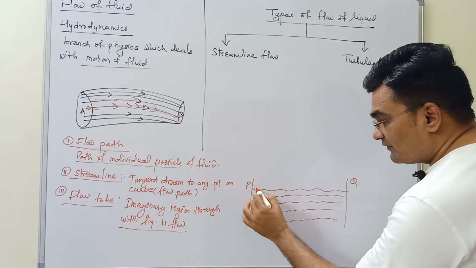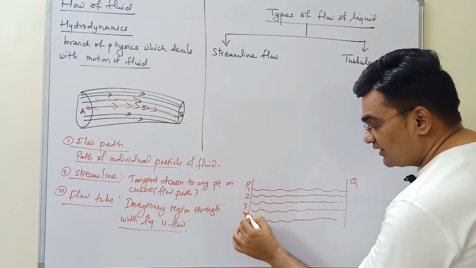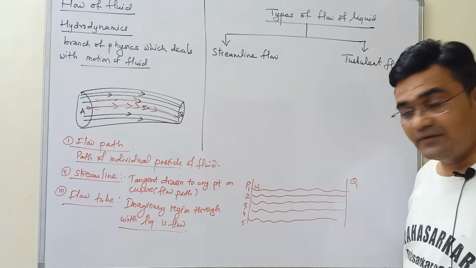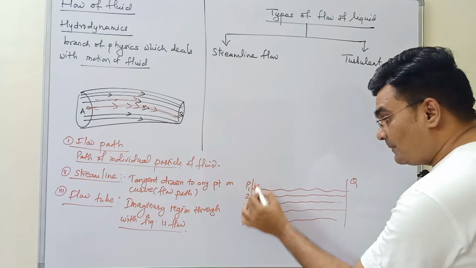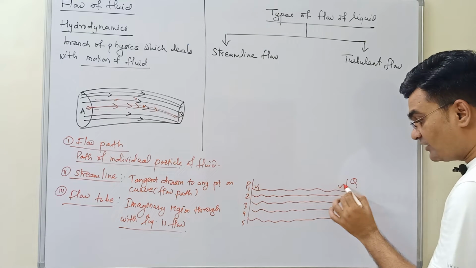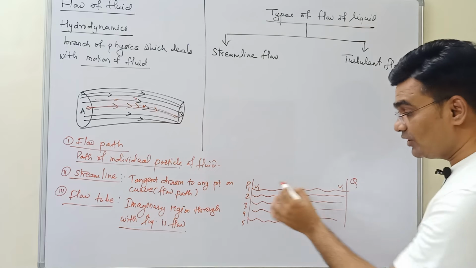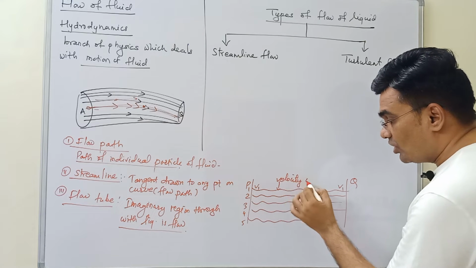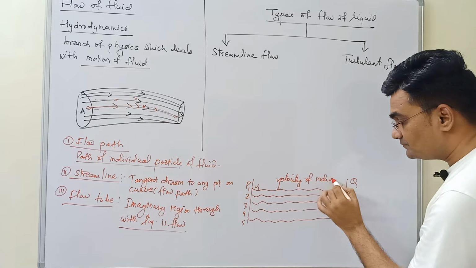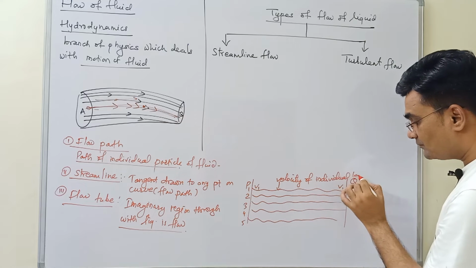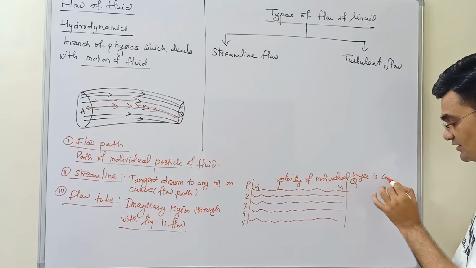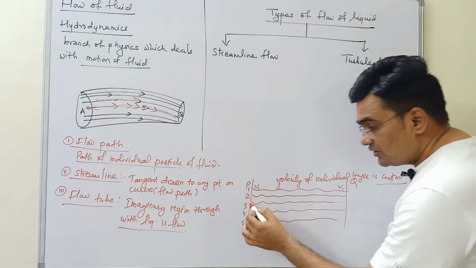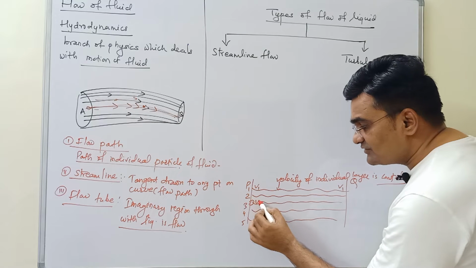Now this is the first layer of liquid, this is the second layer, third layer, fourth layer, fifth layer. Say the first layer of liquid is traveling with velocity v1. It starts from point P, reaches point Q, and its velocity remains what? v1, the velocity of that individual layer. Velocity of an individual layer is constant, isn't it? So same for the third layer, say its velocity is v3.